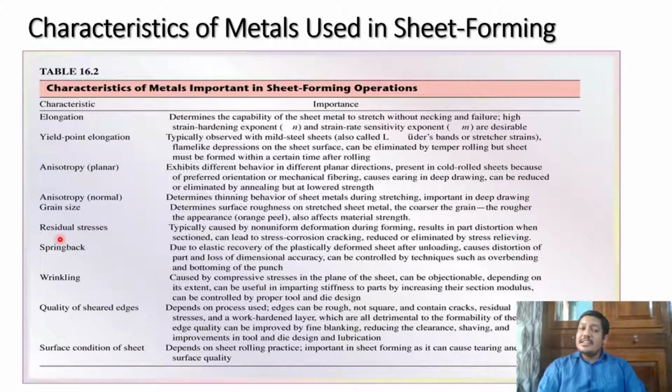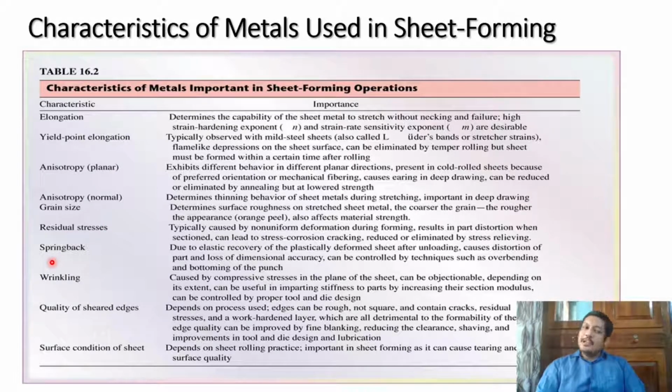Next one, residual stress. It is typically caused by non-uniform deformation during forming and results in part distortion when sectioned. It can lead to stress corrosion cracking, and is reduced or eliminated by stress relieving techniques. That is, in rolling or other manufacturing operations, some energy is stored inside the material, which is normally called residual stress.